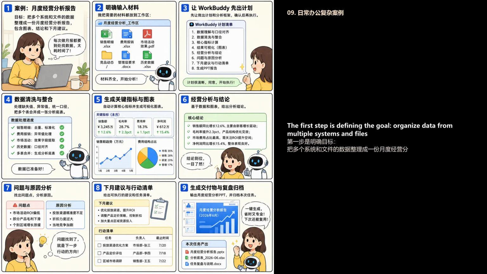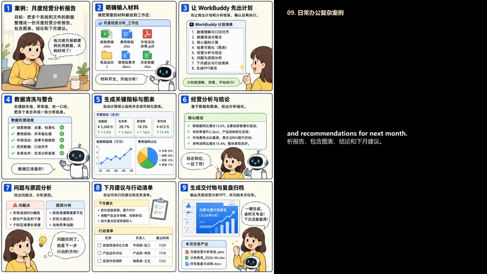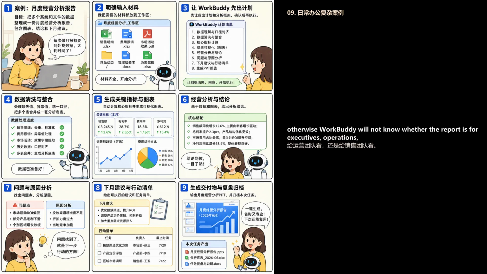Organize data from multiple systems and files into a monthly business analysis report with charts, conclusions, and recommendations for next month. The target must be clear. Otherwise, WorkBuddy will not know whether the report is for executives, operations, or sales.